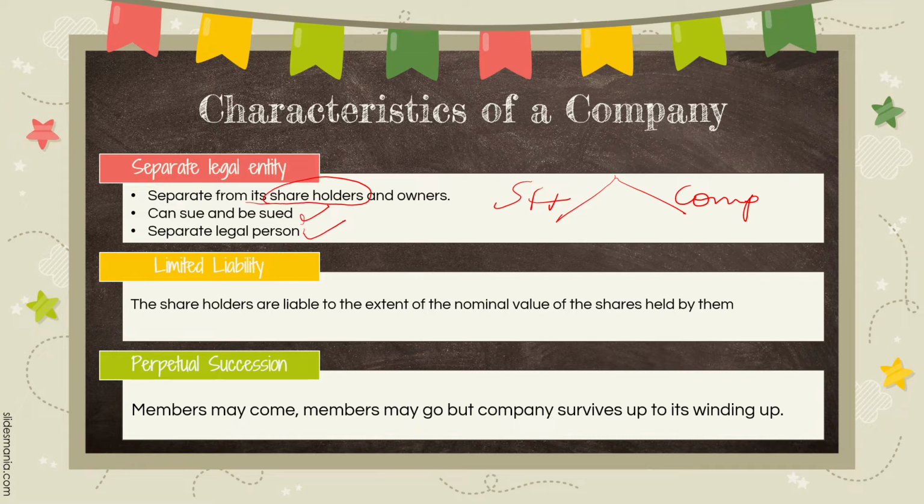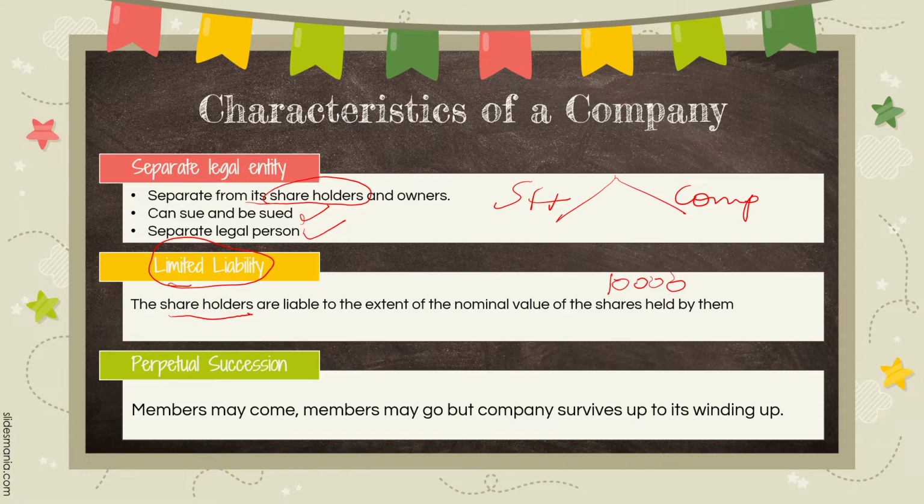Moving on to the second one, the shareholders of the company have limited liability. What it means is, for example, if I have bought shares of the company worth 10,000, so the nominal value of the shares that I have purchased is 10,000. I am an owner of that company because I am a shareholder of that company. So I have shares worth rupees 10,000 with me. So I am liable to pay to the company only to the extent of 10,000. They cannot demand more than that from me.